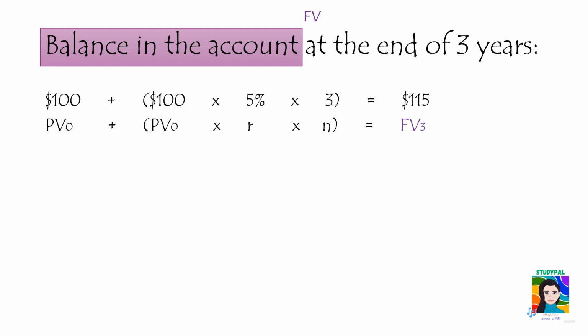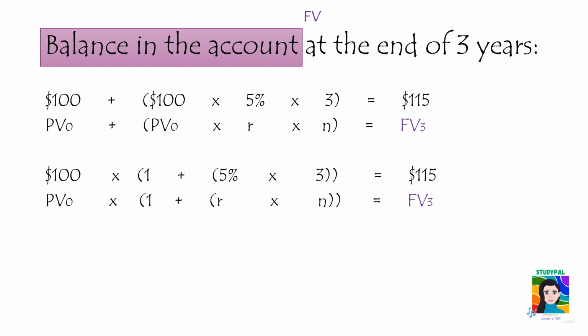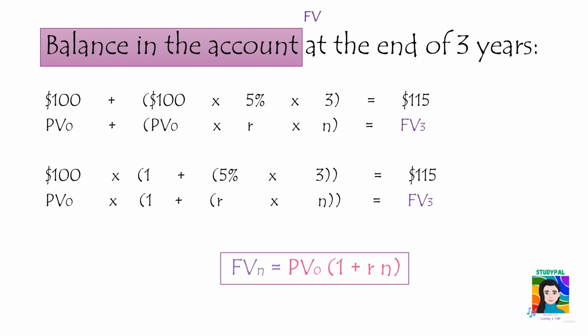We can simplify or write it in another way like this. So that is $100, we factorized it, $100 times 1 plus the interest rate times the number of years. So this is the formula that we can use to calculate the future value when using simple interest. Here's the equation.